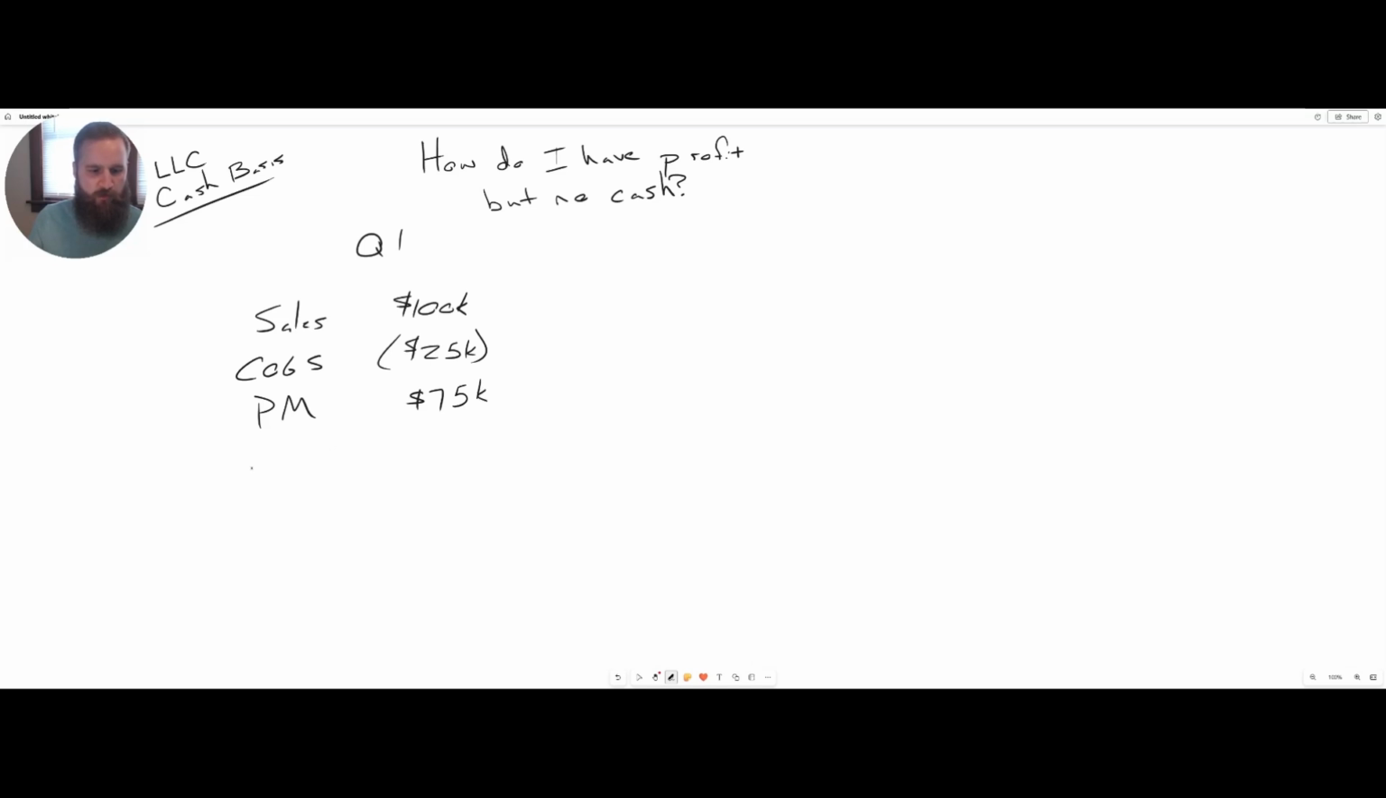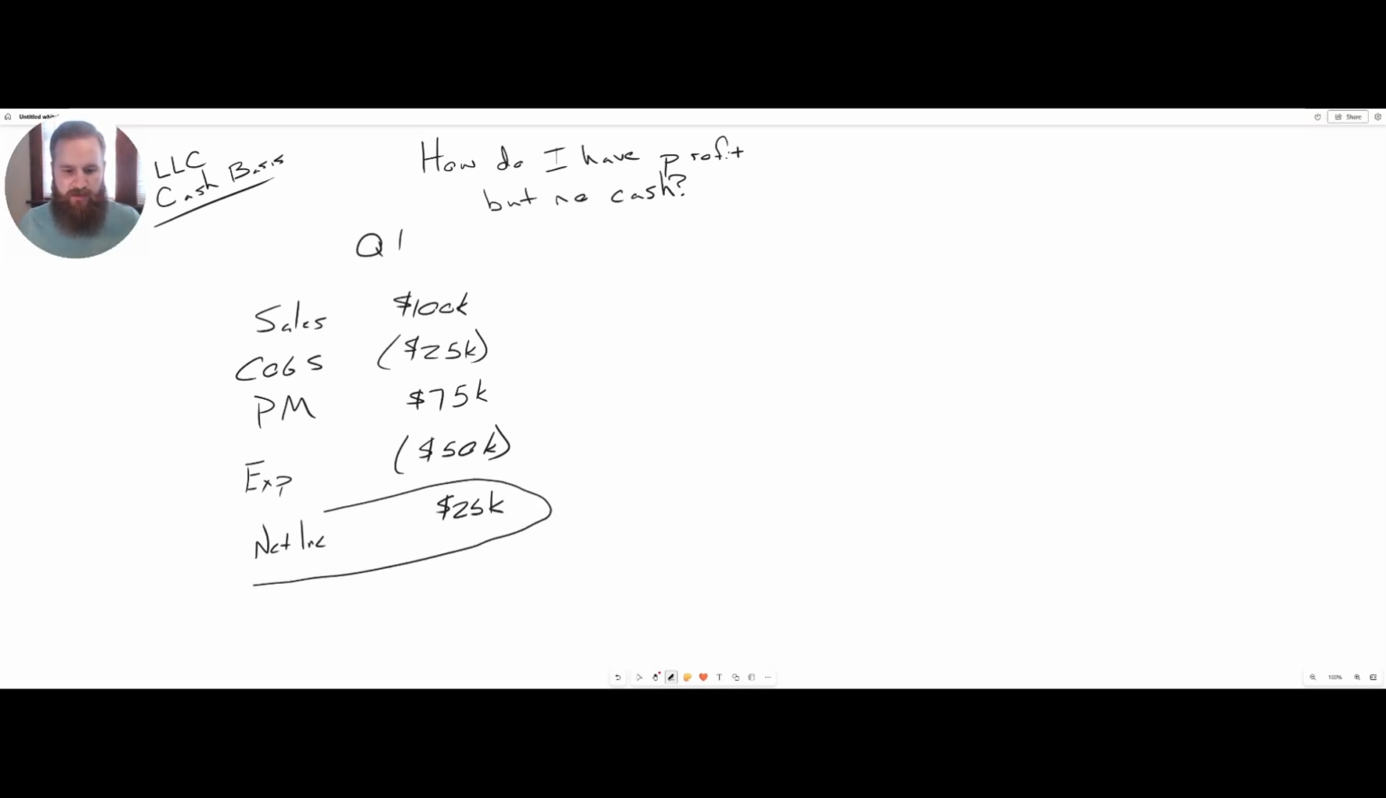Your overhead, or all of your expenses, insurance, payroll, all of those, is $50,000 for the quarter. So you're left with a net income or net profit of $25,000. When you go sit with your CPA or your tax filer, this is the profit they're looking at. They're saying this is what you're taxed on. This is your taxable income from the business, $25,000. And you say, well, that's all well and good, but I don't know where that $25,000 went.